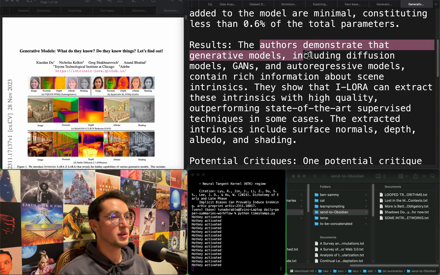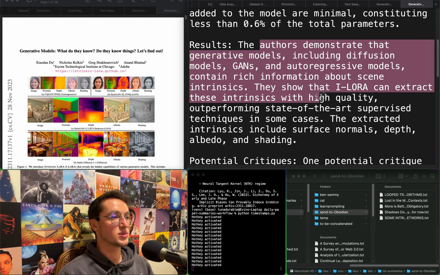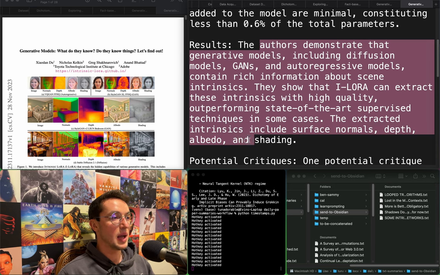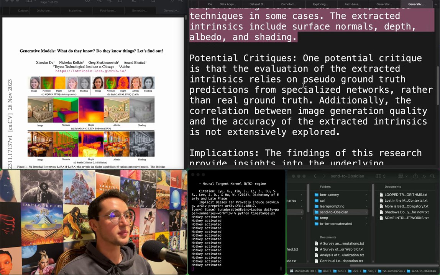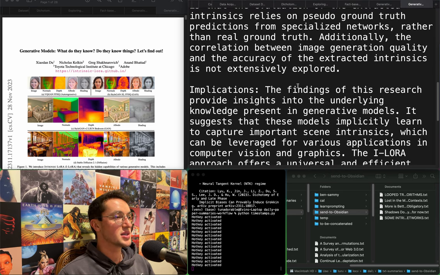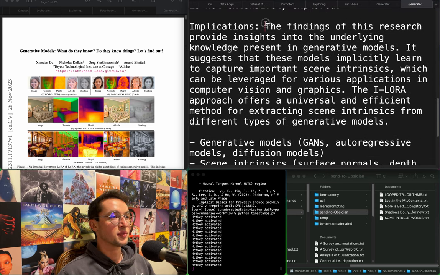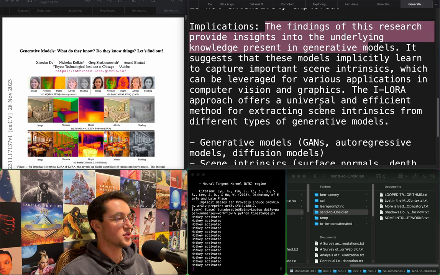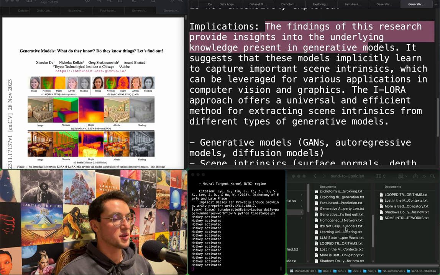Demonstrate that generative models, including diffusion models, GANs, and autoregressive models, contain rich information about scene intrinsics. They show that iLoRA can extract these intrinsics with high quality, outperforming state-of-the-art supervised techniques in some cases. Extracted intrinsics include surface normals, depth, albedo, and shading. This is useful for my understanding paper as well. Where is this? Generative.